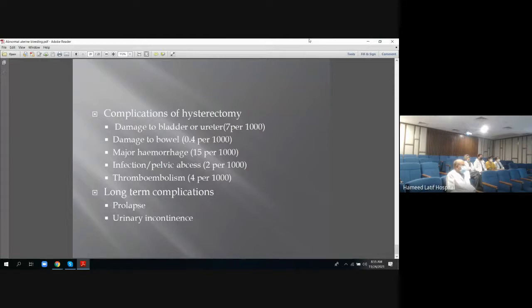Complications of hysterectomy include damage to the bladder and ureter, damage to the bowel, major hemorrhage, infection, pelvic abscess, thromboembolism, and long-term complications include prolapse and urinary incontinence.